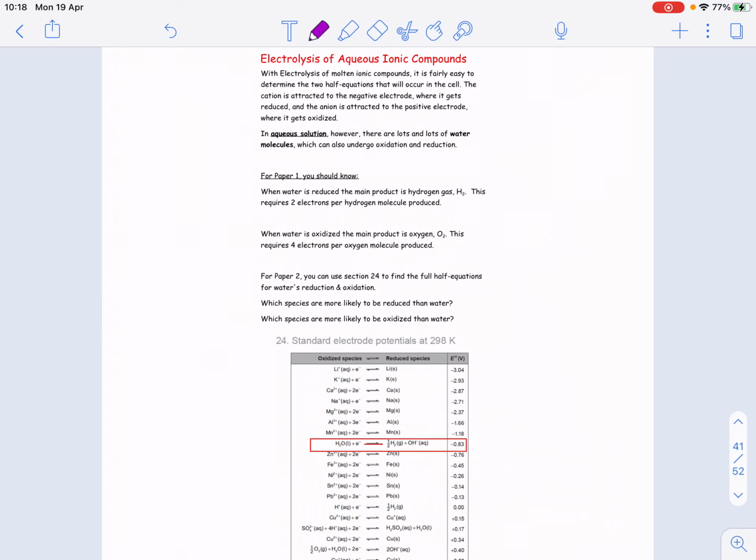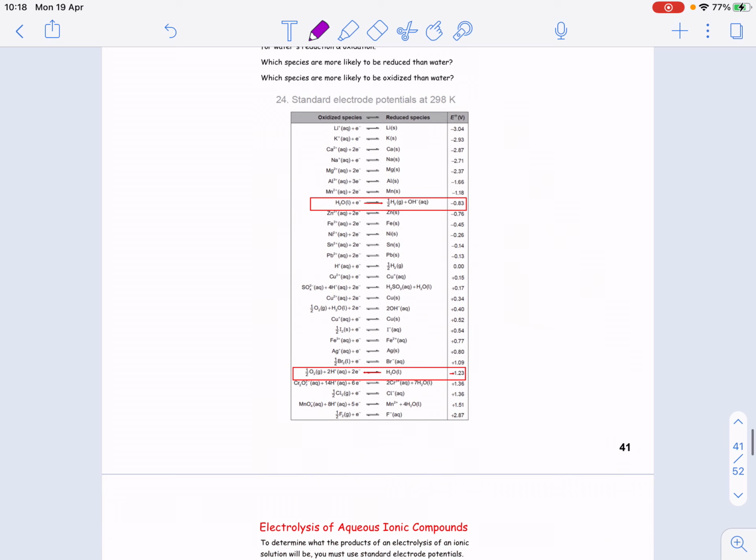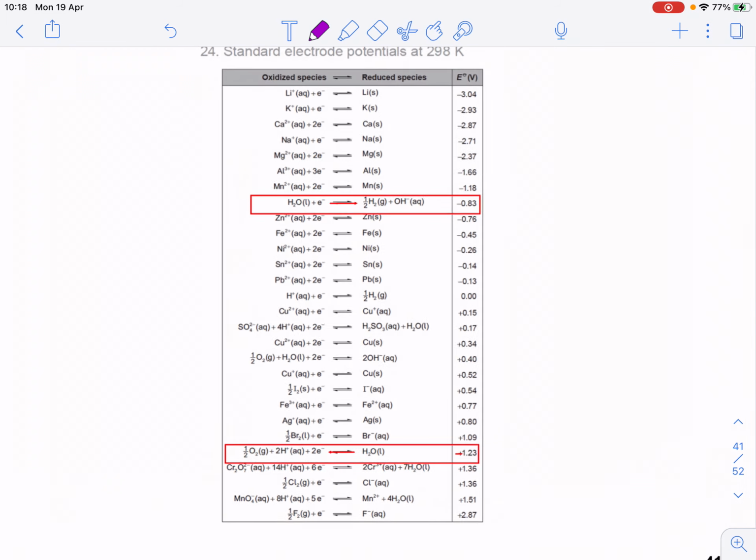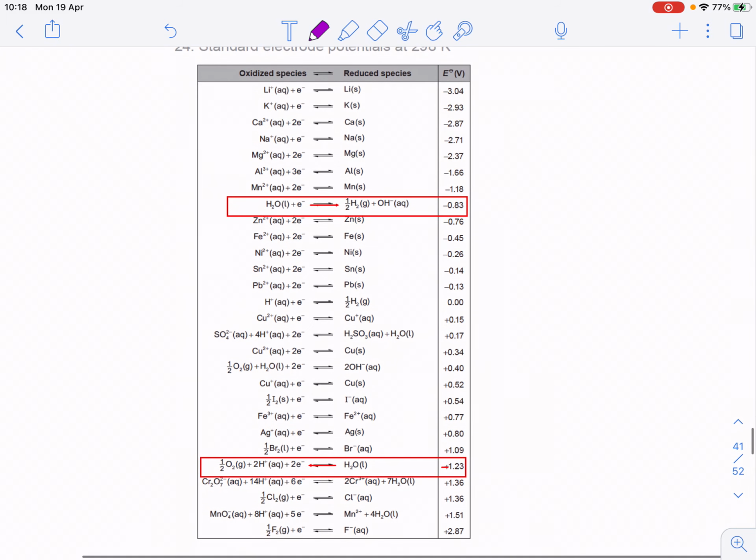Okay, so as we get into the electrolysis of aqueous ionic compounds, we need to consider that water, which is obviously present in large concentrations in an aqueous solution, can also undergo oxidation and reduction. Okay, so what happens when water is reduced and what happens when water is oxidized? Well, the good news is that for paper 2, what happens is in the data booklet.